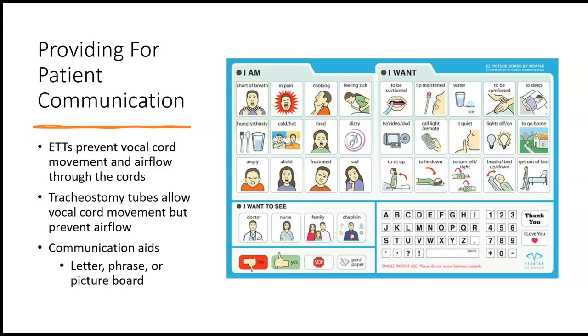As you can imagine, if you're a patient in the hospital and you're on mechanical ventilation, where you're having an endotracheal tube placed, that endotracheal tube is going to pass through the vocal cords, so it's going to prevent movement of the vocal cords and airflow through the cords. So this is going to be kind of a frustrating aspect for a lot of our patients because that is going to make it so that they can't talk.